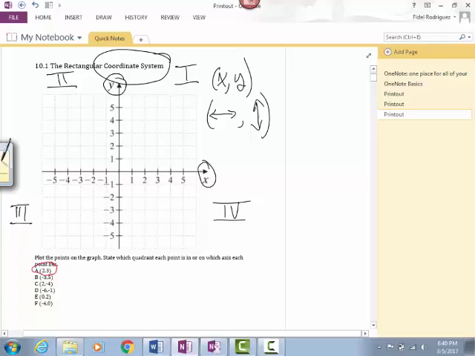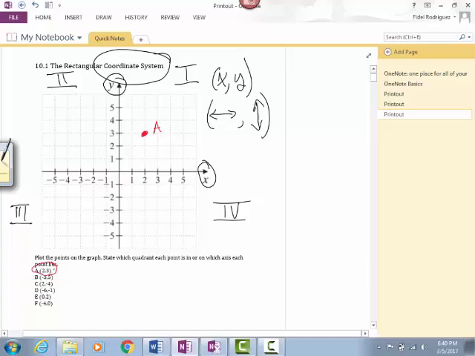So I'm always going to start here in the middle. This is my origin. That's where we're going to start off from. And since the first number is a positive 2, I'm going to move 1, 2 to my right. And since my second number is a positive 3, I'm going to move up 1, 2, 3. I'm going to mark that right there. And that's going to be my point A.